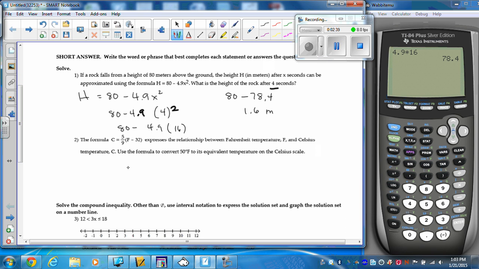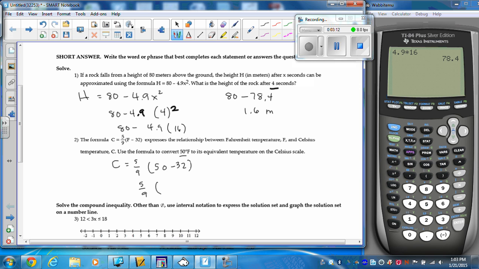Number 2, the formula that we're given here expresses a relationship between temperature in Fahrenheit and Celsius. So 50 degrees is going to be what we plug in for F, and we're going to try and find that equivalent value on the Celsius scale. So 50 minus 32. So 5/9 of 50 minus 32.